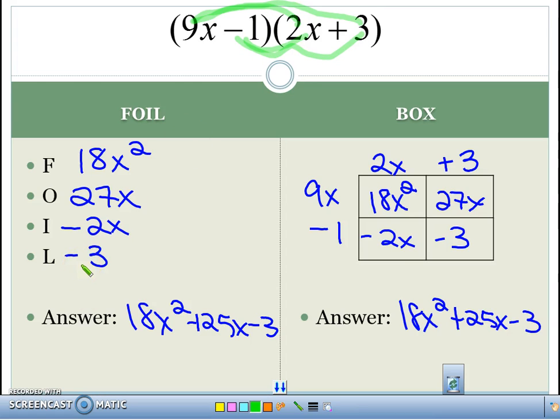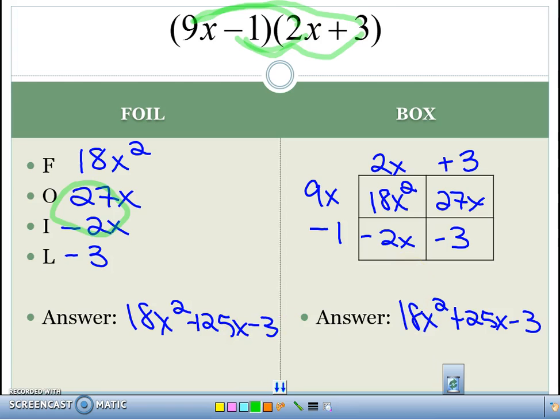So it's like distributive property. Once you do each one in FOIL, you combine always outer with inner inside here. So you write 18x squared, 27 plus negative 2x is positive 25x, and you just write negative 3. And this is your answer. Your answer is a trinomial.